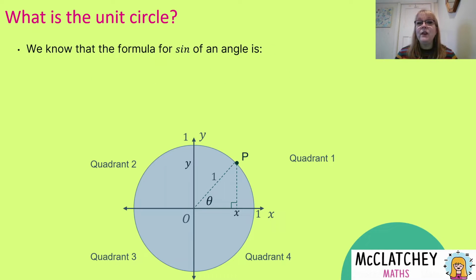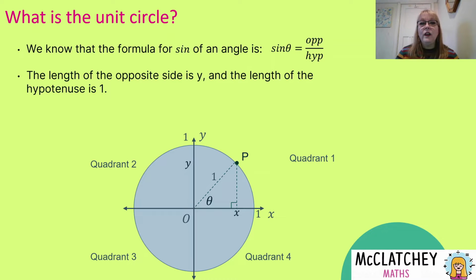Now we know that the formula for sine of an angle is opposite over hypotenuse. We've looked at that in previous videos. So if we substitute some information from our unit circle into the formula, we've got a hypotenuse of 1, and the length of the opposite side, which is opposite to theta, is going to be that height of y.